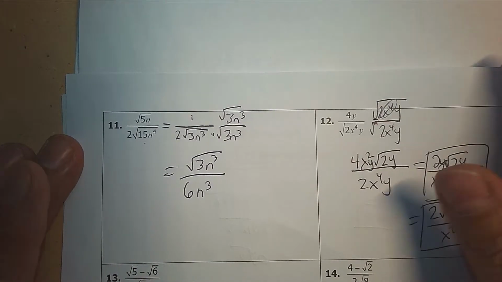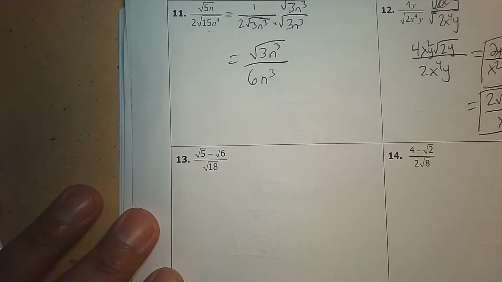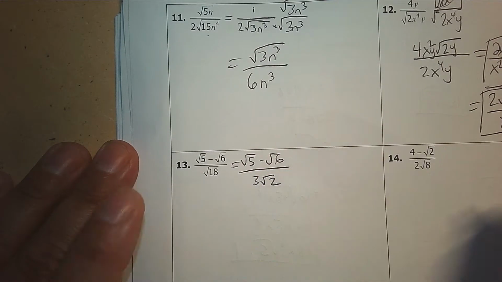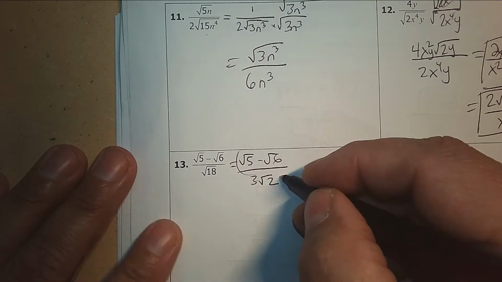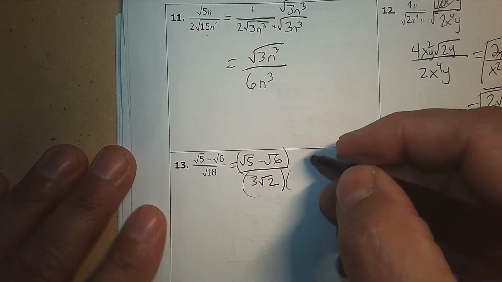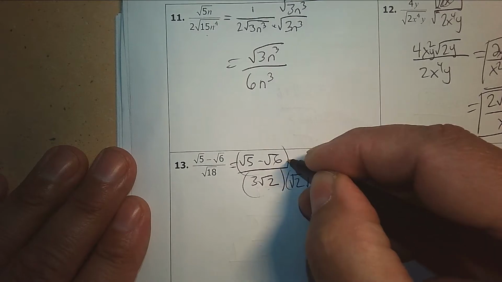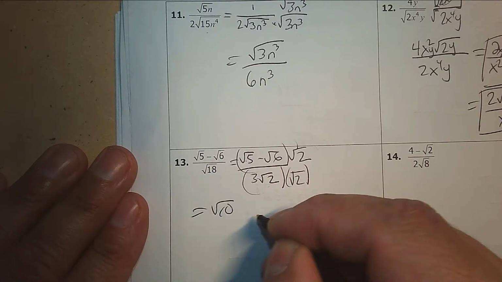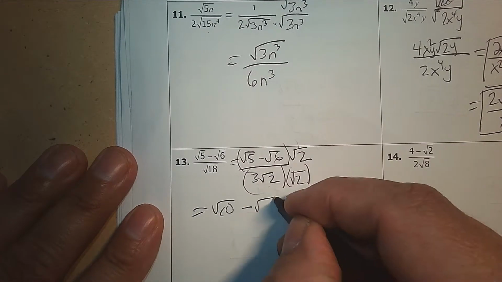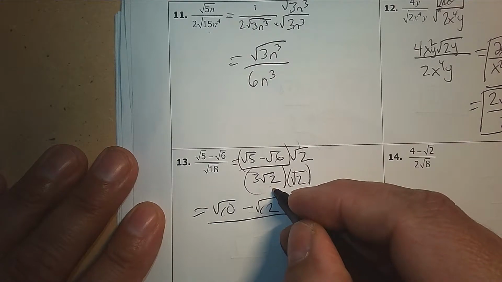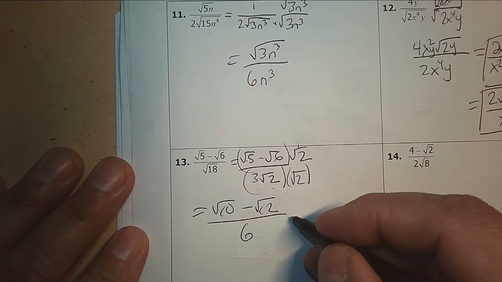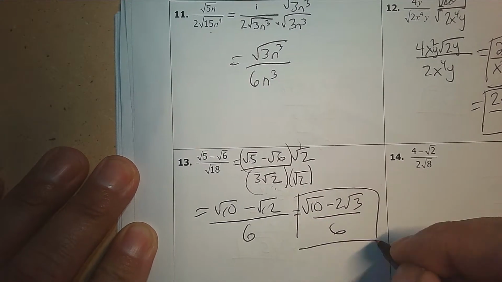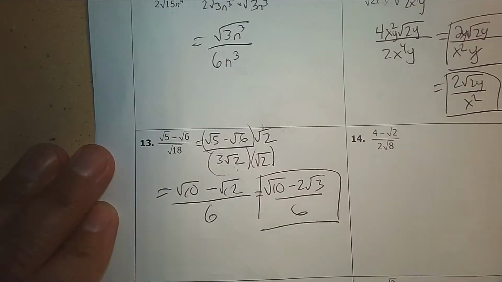Alright, number 13. This is going to require what's called the conjugate. Now first, I'm going to simplify what I can before I get started. So the denominator is 3 root 2. And then, to rationalize it, we just multiply by root 2 top and bottom. So root 2 times root 5 is root 10. Root 2 times root 6 is root 12. Root 2 is 2 times 3 is 6. If you wanted to, you can write that as 2 root 3, but it still is what it is after that. There's nothing more that simplifies.